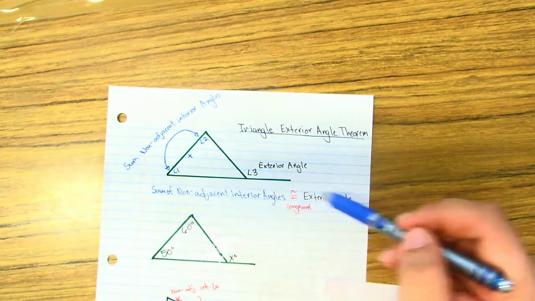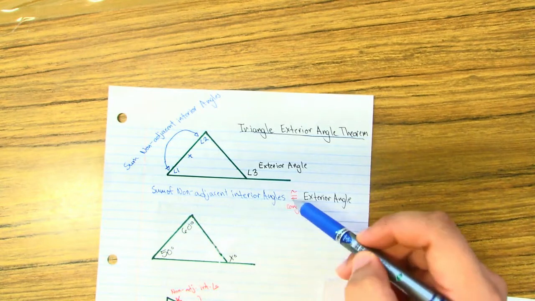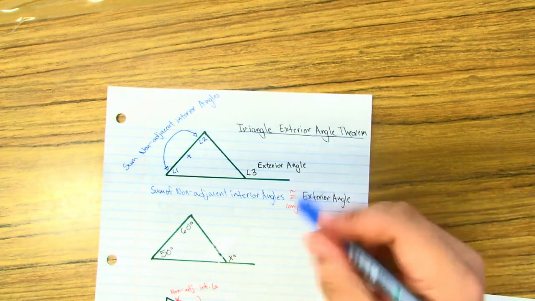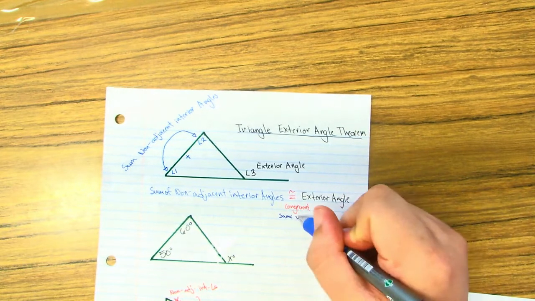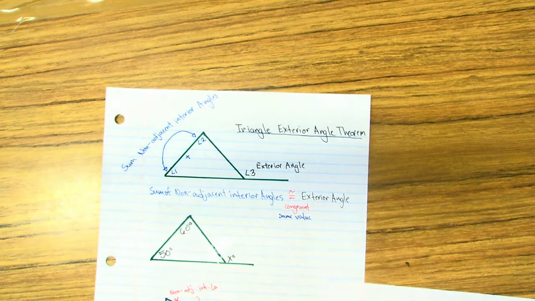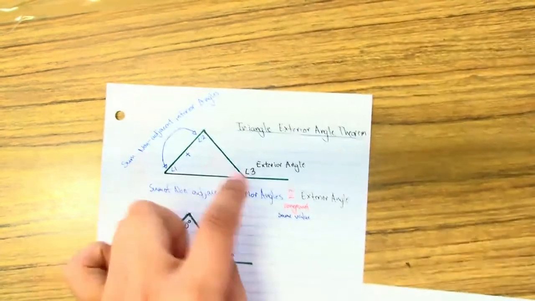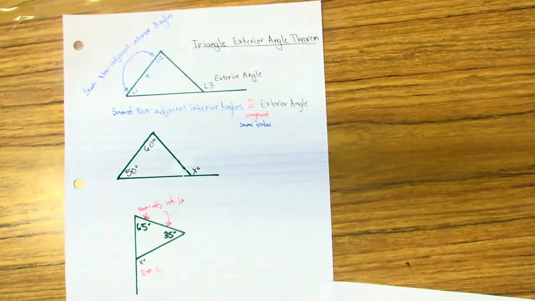The relationship between those two is that the sum of the non-adjacent interior angles will be congruent to the exterior angle. What does congruent mean? They have the same value. The sum of the two non-adjacent angles will have the same value as the exterior angle. And we'll explore that concept a little bit more through this example.